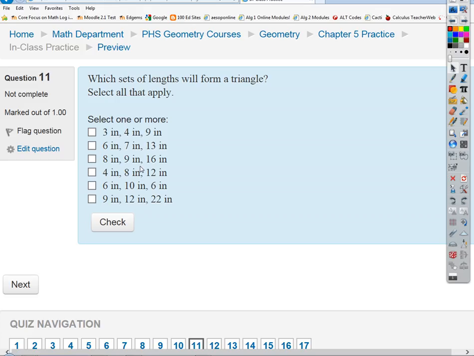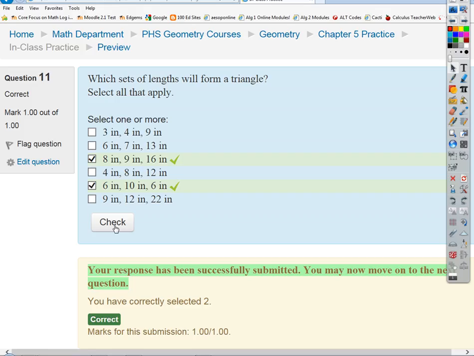Does the next one work? It does. Good. So that works. How about the next one? Nope. 8 plus 4 is not greater than 12. Next one. Yeah. 6 plus 6, the two smaller ones, are greater than 10, so that does work. How about this one? The two small ones, yeah. 9 plus 12, nope, 21 is not more than 22, so that's it, right? Okay.